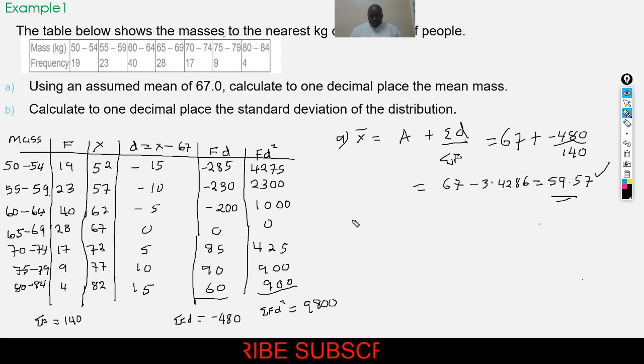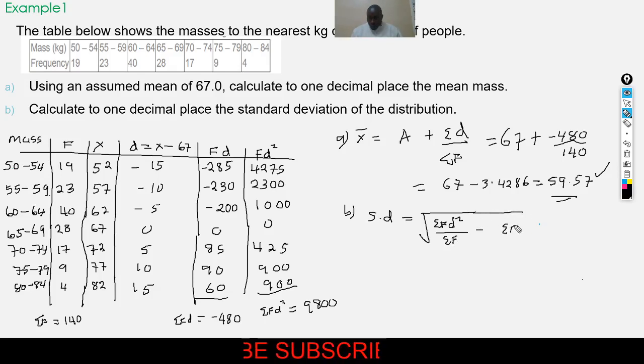Now how do we find the standard deviation? Like we have said, that is part B. For us to find the standard deviation, we have seen from above that the standard deviation is the square root of summation of FD squared all over summation of F, minus summation of FD all over summation of F, the mean squared, like we said from above. Minus the mean squared.